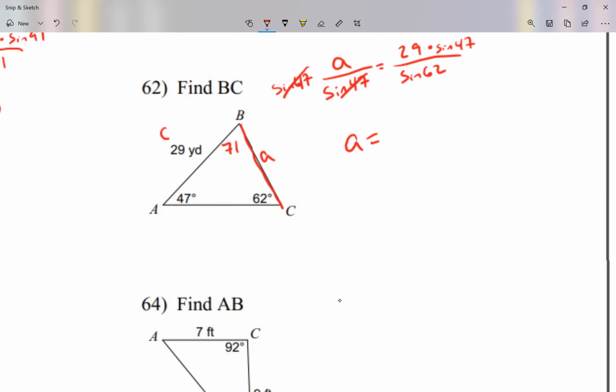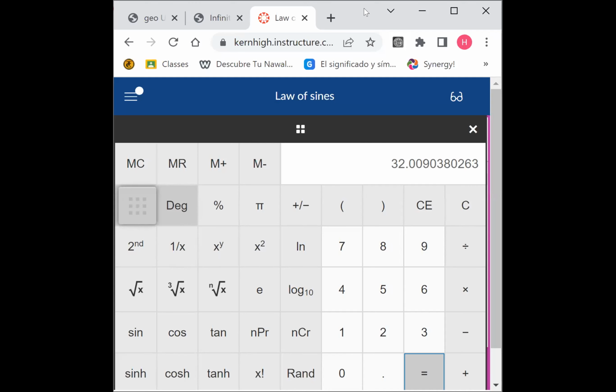Okay, so let me grab my calculator out. 29 times sine of 47 divided by sine of 62. 24.02, and that's 24.0. Round it to one decimal place.